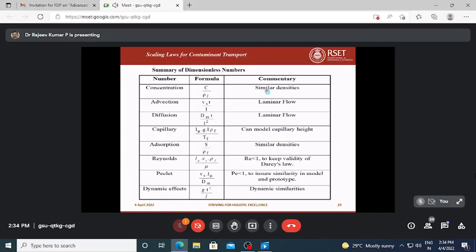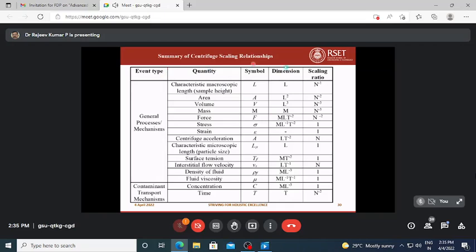These are the dimensionless numbers one can derive and arrive at to simulate contaminant transport modeling. If you see Buckingham's pi theorem, you will understand more on this. This is derived, and we have achieved all these things in the modeling front. These dimensionless numbers include concentration, advection, diffusion, capillary rise, dynamic effects, Peclet number, Reynolds number, etc. The derivation itself is a lengthy process.